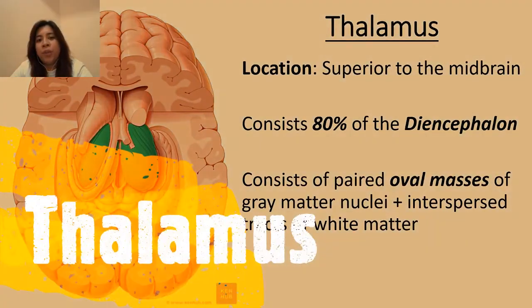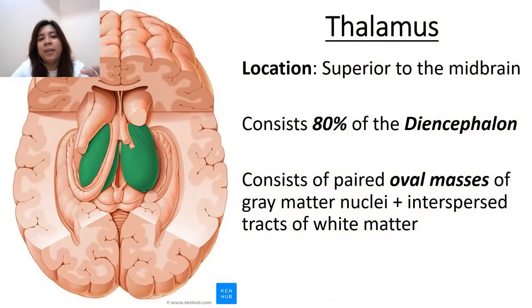First, let's go with the bigger structure. So you have here your thalamus. It is a paired oval or ovoid structure buried deep within your cerebrum. It makes up about 80% of the diencephalon. And it is located, as I've said, just above the midbrain. Okay, so oval masses of gray matter with sparse tracts of white matter.